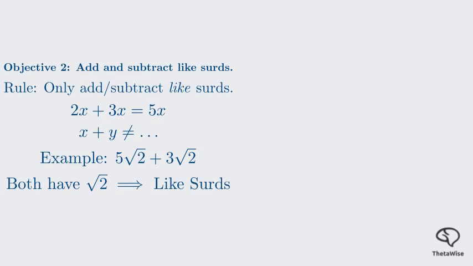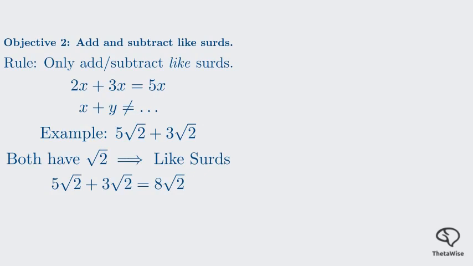In this expression, both terms involve the square root of 2. They are like surds. We simply add the coefficients. 5 plus 3 is 8, so the result is 8 root 2.